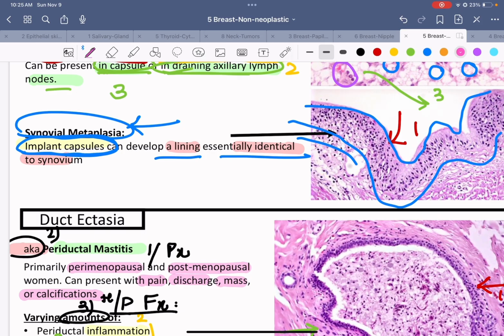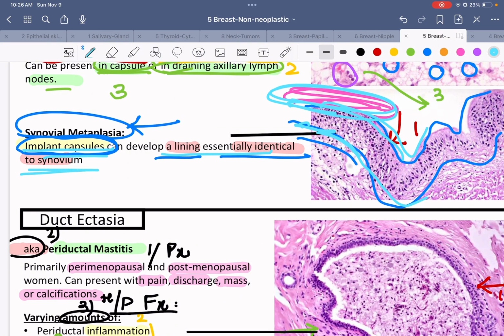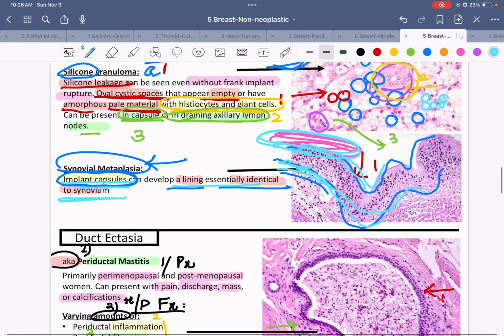And since the implant capsule is constantly irritating the breast tissue, as I told you previously in the other small lecture, squamous metaplasia of the lactiferous ducts develops because there is chronic inflammation, right? So the epithelium tries to become resistant and hardy. Similarly over here, as a result of the presence of the implant capsule, this epithelium is trying to become strong and firm, right? It's trying to resist the constant irritation that is being caused by the implant capsule. Therefore, the lining becomes essentially similar to that of a synovium and multi-layered, right? So this is known as synovial metaplasia.